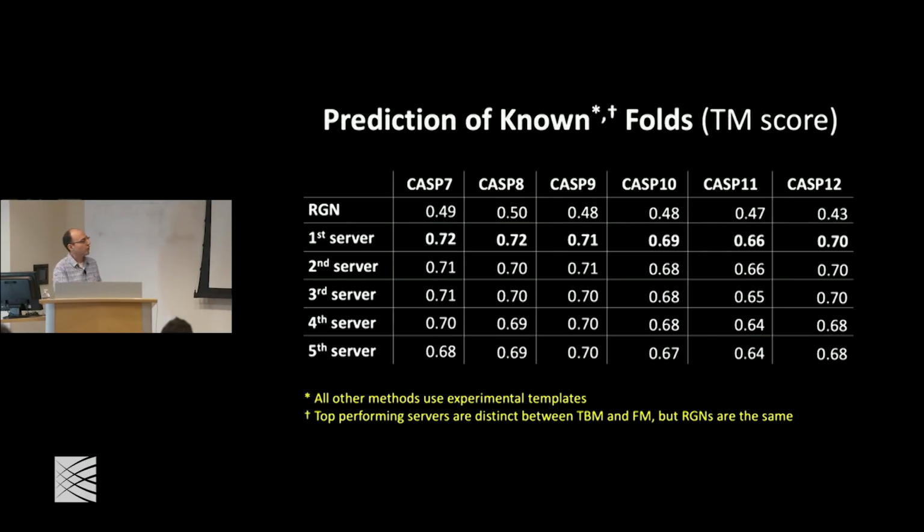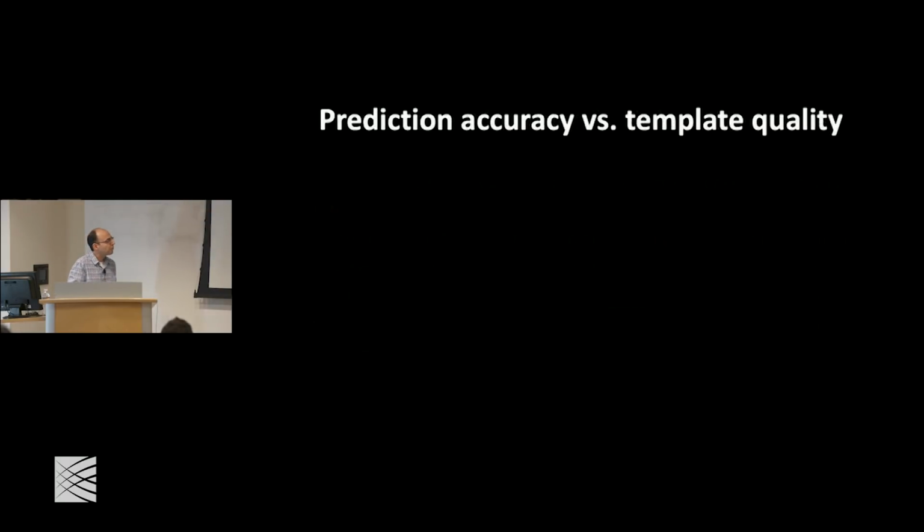And same story with the TM scores, where there is a sizable gap. Although in this case, like I said, this is sort of around the 0.5 threshold. One point I'd like to address.